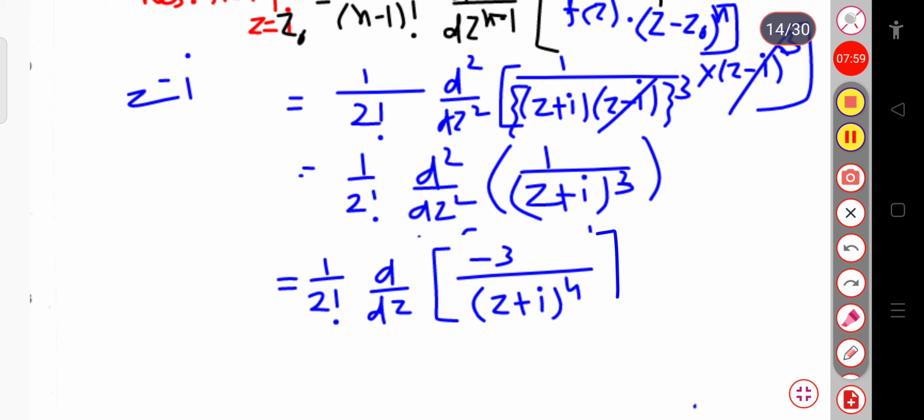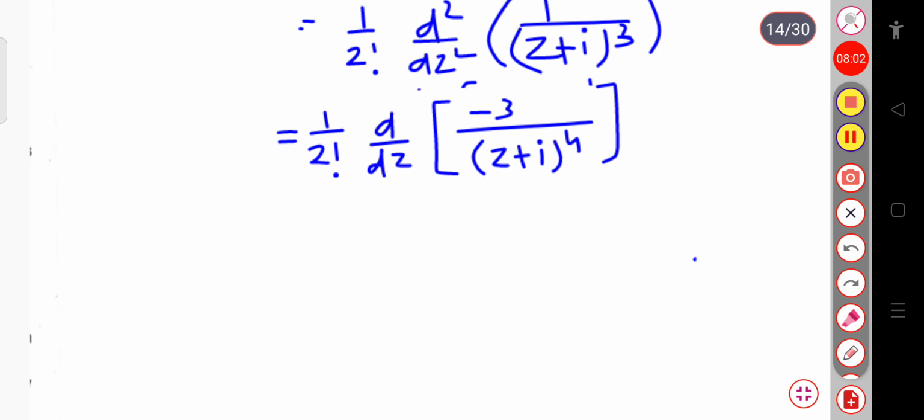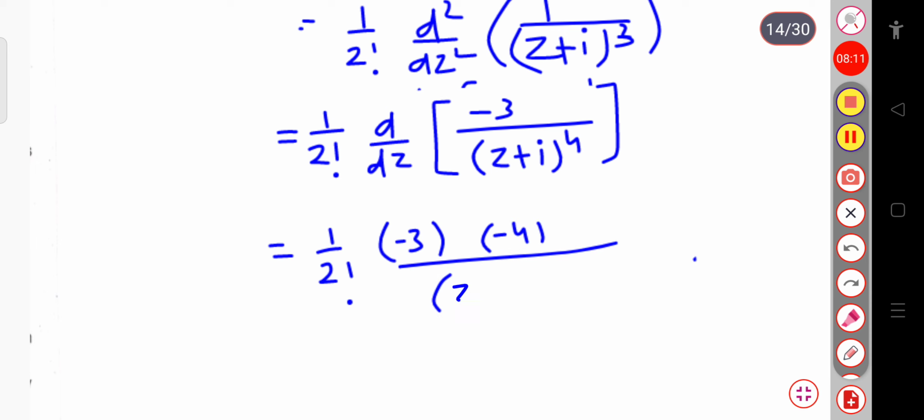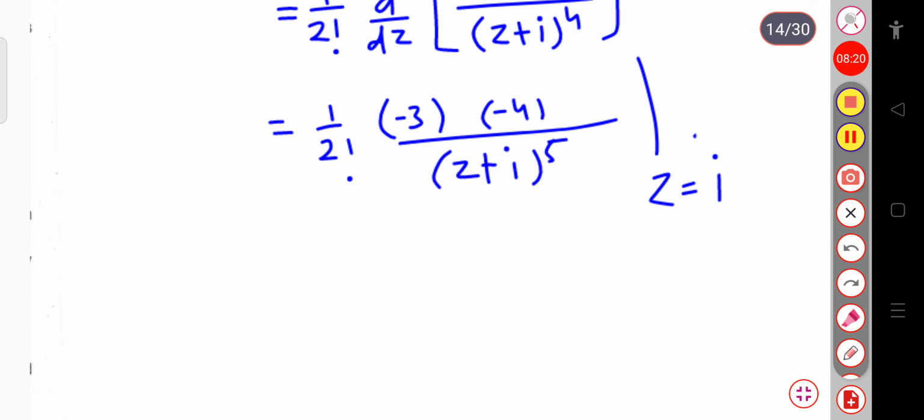Okay. And again if I take the derivative, that will be equal to 1/2! and −3 taken common, that will be −4 divided by (z + i)⁵. Okay. And you have to calculate for the point z = i, and −3 into −4 will be equal to 12 divided by 2! into, in place of z if I put i, so i + i will be 2i, so that is 1/(2i)⁵.